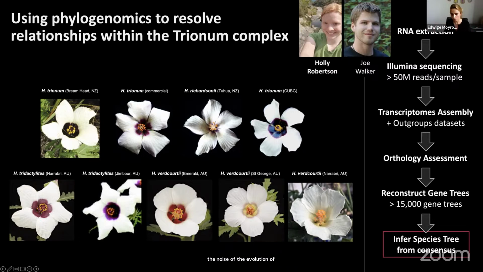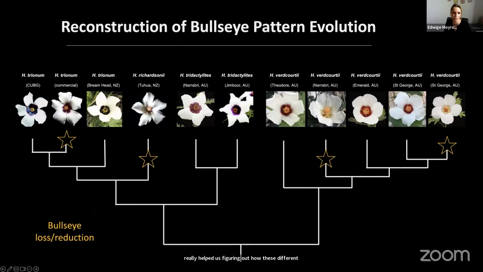So we generated transcriptomes for these accessions, and instead of just generating a handful of gene trees, we reconstructed gene trees for thousands of orthogroups. And this really helped us figure out how these different species and populations were related to each other. I'm only showing you a cartoon depiction of the relationship. And now that we've got this relationship, we can investigate the evolution of the bullseye. So what we found is, for instance, there are at least 4 independent events where the bullseye was lost or reduced during the evolution of the group.